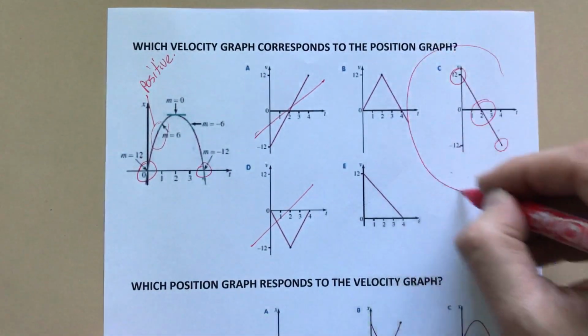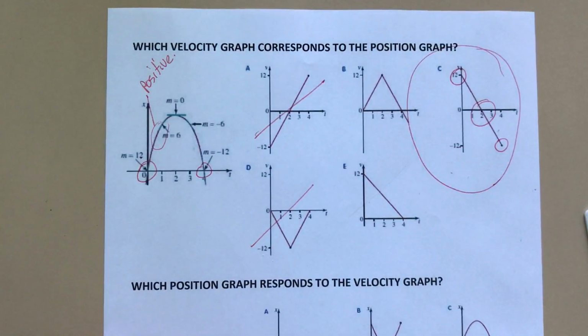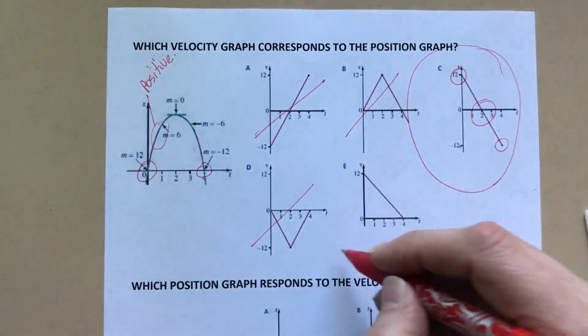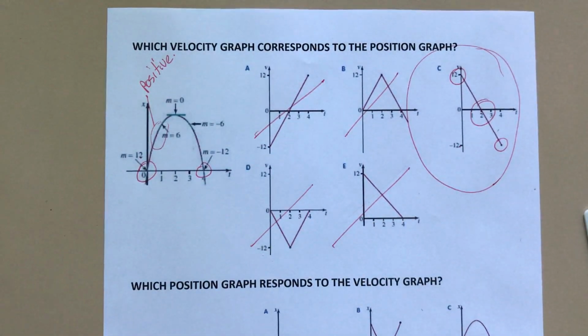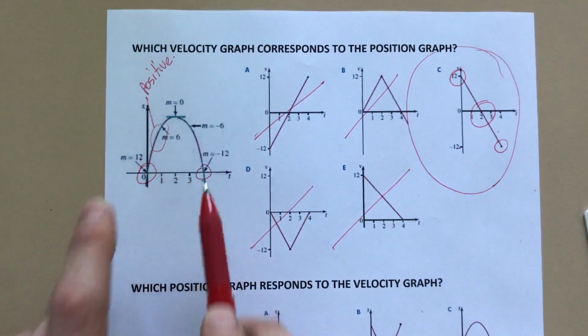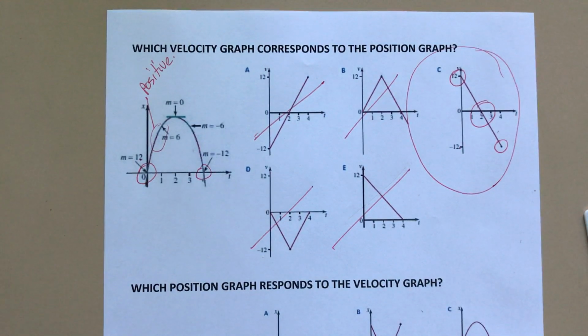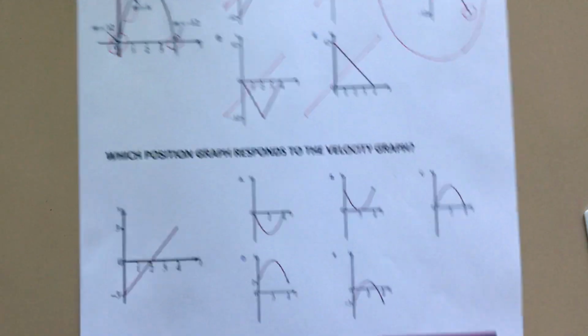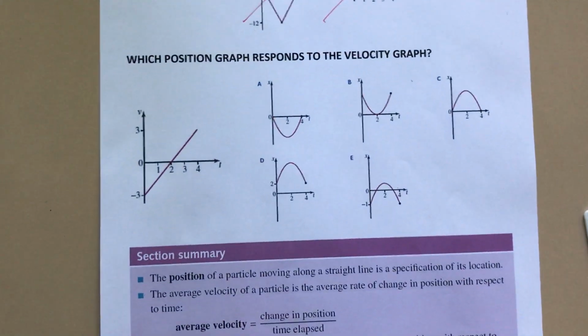So all of those features are helping us to identify C is the correct graph, and we can cross out both B and E. Okay, so you're looking at your values of your gradient, you're looking at whether your gradient is positive or negative to help you decide which position graph would correspond, or which velocity graph would correspond to that position graph.